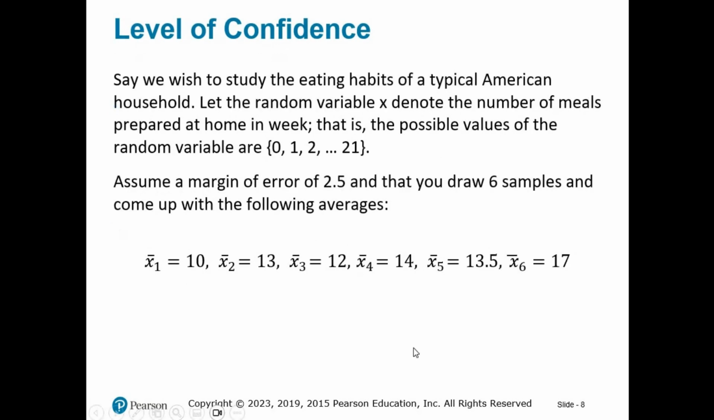Say we wish to study the eating habits of a typical American household. Let the random variable x denote the number of meals prepared at home in a week. That is, the possible values of the random variable are 0, 1, 2, etc., up to 21.